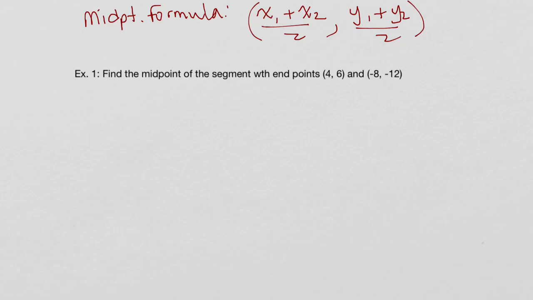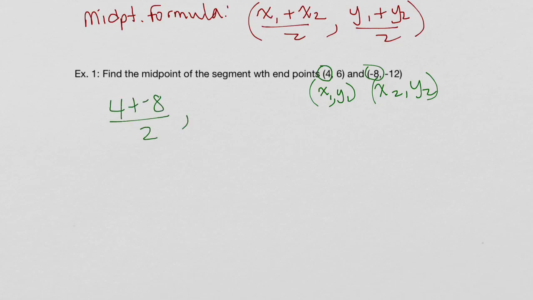I'm going to call the first point (x1, y1), and the second point (x2, y2). Again, it doesn't matter which one I call which. You just choose one and go with it. Okay, so to find the midpoint, we're just going to plug them in. x1 plus x2, so here's x1, and here's x2. So we've got 4 plus negative 8, that whole thing over 2, comma, and now we're going to add the y coordinates. The y1 is 6, and the y2 is negative 12. So 6 plus negative 12 over 2.